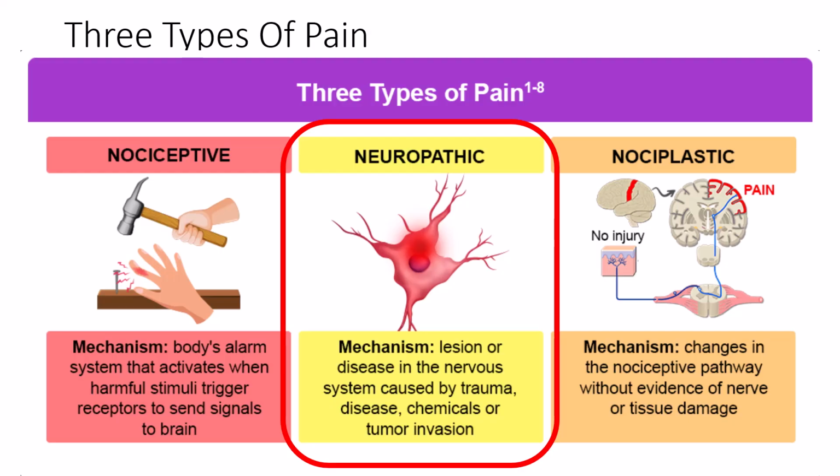Another example would be shingles, a viral infection of a peripheral nerve that causes severe pain in the nerve. Yet another example could be pain from multiple sclerosis. In multiple sclerosis, there is damage to the myelin sheath of peripheral nerves, and this can result in pain.